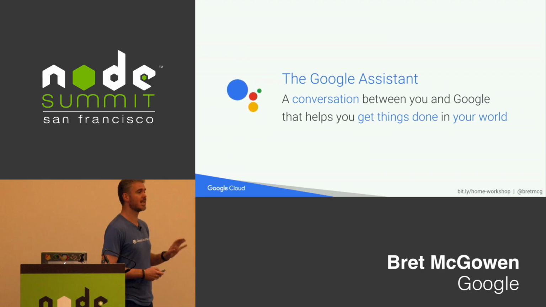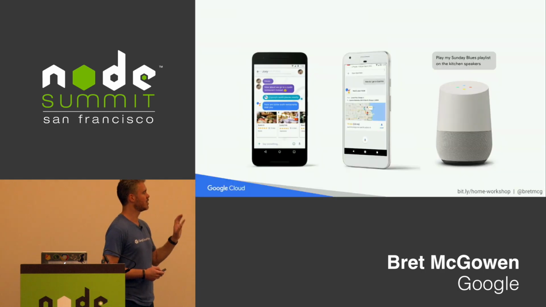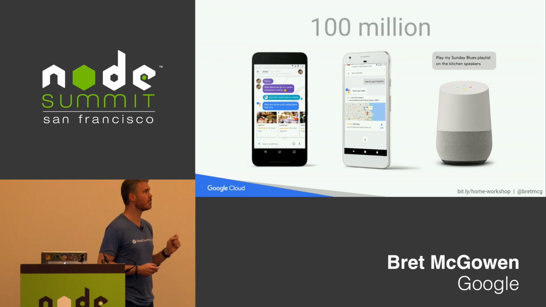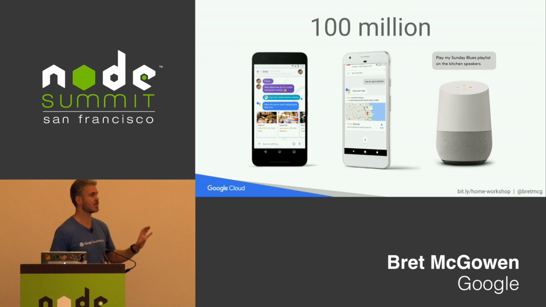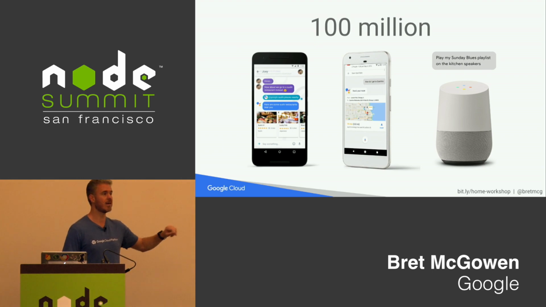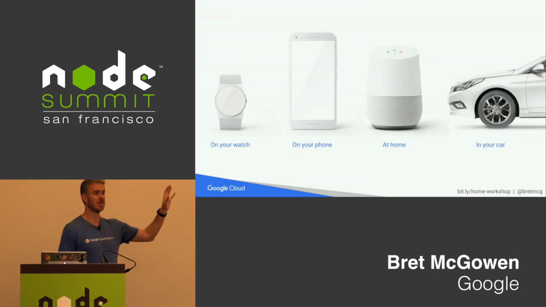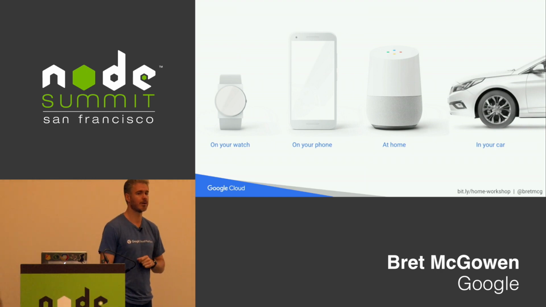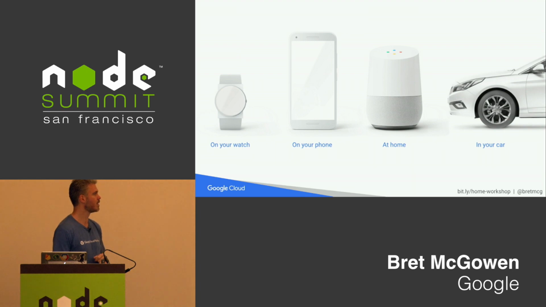So Google Assistant takes a lot of forms. You can use it on your phone if you have an Android phone. Most modern Android phones have Google Assistant built in. There's an app for iOS, and then also the Google Home device. In fact, as of today, there are over 100 million devices that have Google Assistant. So it's a huge audience. And not only is it across Android, iOS, and the Google Home device, but the Google Assistant is going to come to even more devices, so things like smartwatches, and in your car through Android Auto. So stay tuned for those.